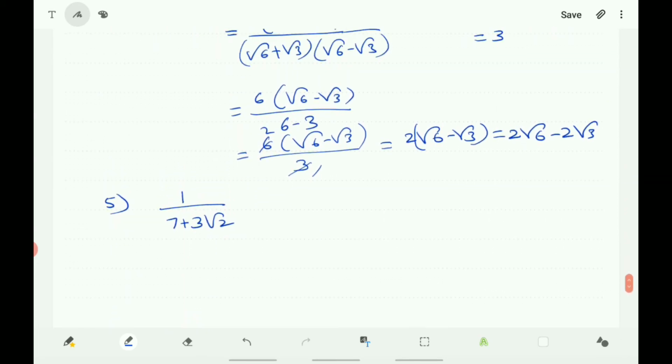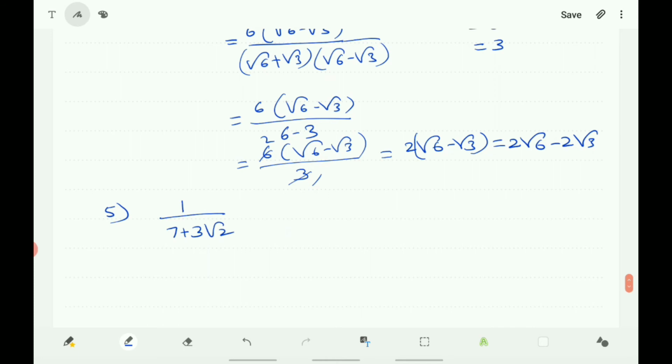Next let us take 1 by 7 plus 3 root 2. So here it is 1 by 7 plus 3 root 2 into what? To rationalize the denominator. Here the denominator is having two terms. The first term is 7, that is rational. Second term is a product of rational and irrational, wholly it becomes irrational.